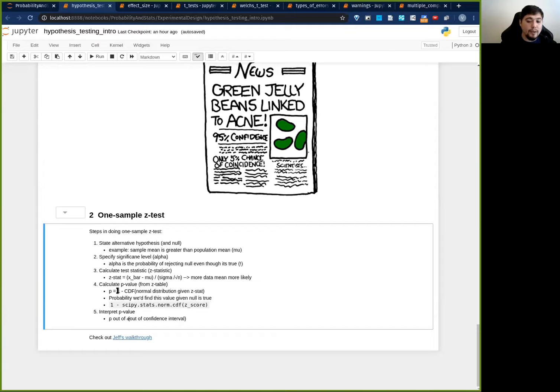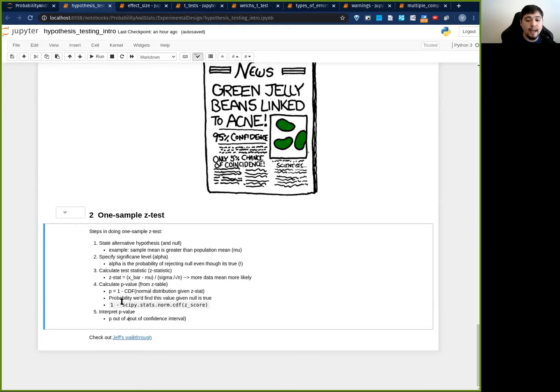One simple way you can do this is 1 minus the CDF of the normal distribution given the z statistic. Replace normal distribution and z statistic with t distribution and t statistic, or whatever test you're doing. There's also an f test. You can use the f statistic and the f distribution. You just replace those things and find the area underneath that curve.